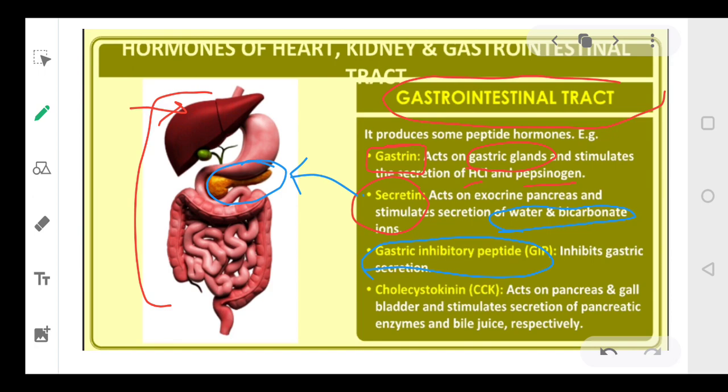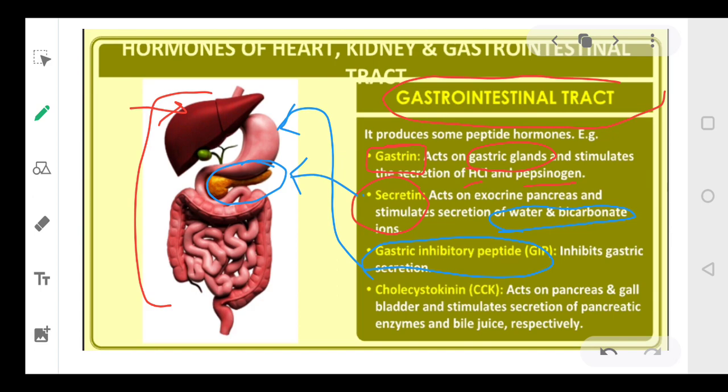The third hormone that we have to talk about is gastric inhibitory peptide, in short form we call it GIP. Now this GIP hormone acts on the stomach, and the stomach stops producing the gastric juice. Gastrin makes gastric juice produced, but gastric inhibitory hormone inhibits the gastric secretion, so it stops its production.